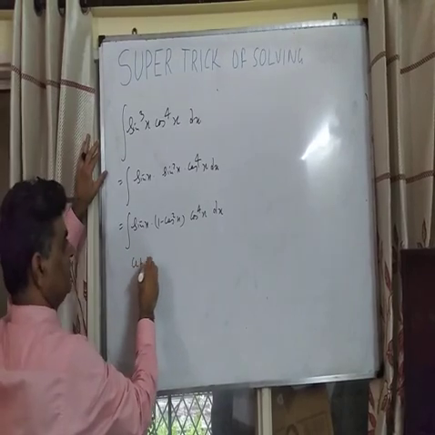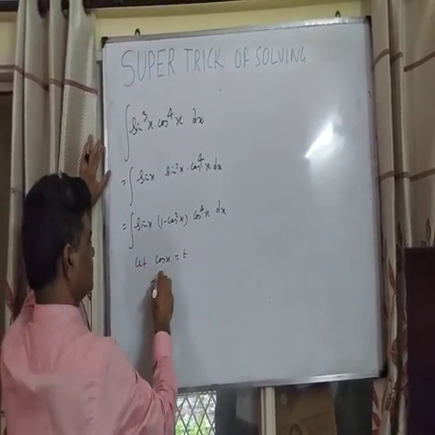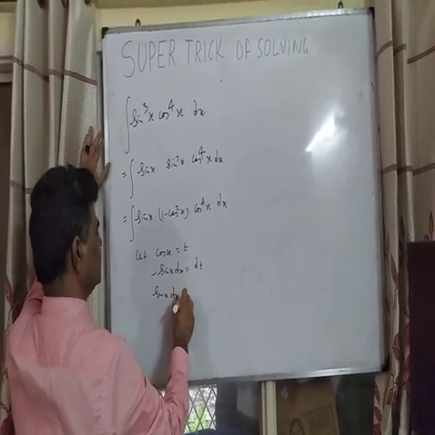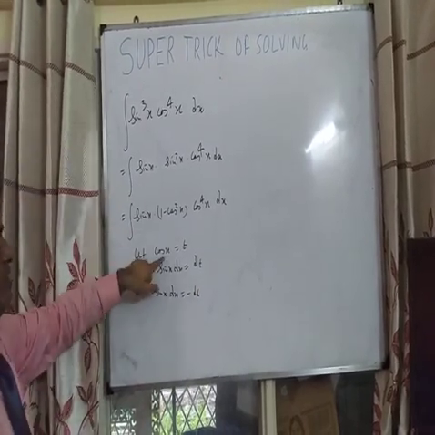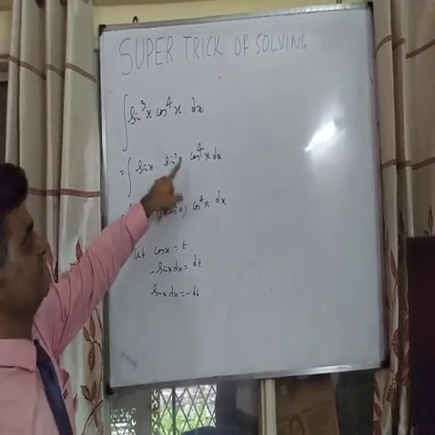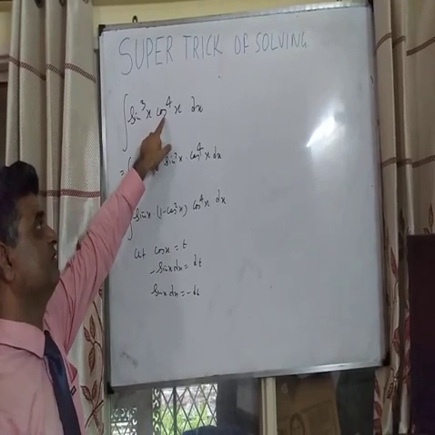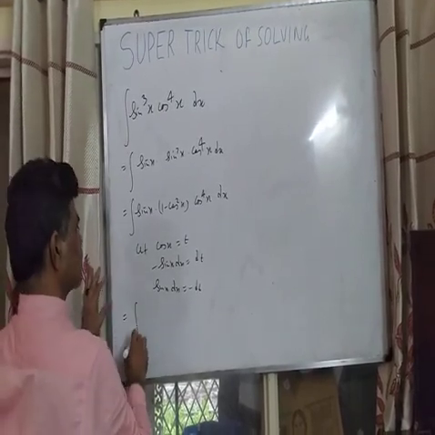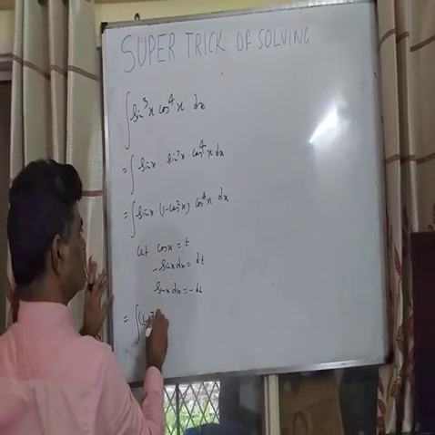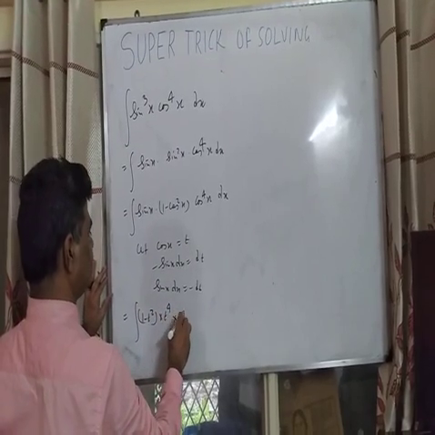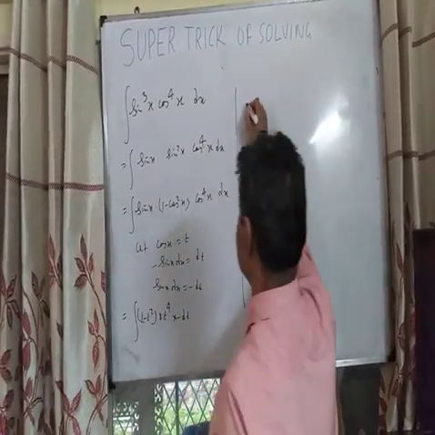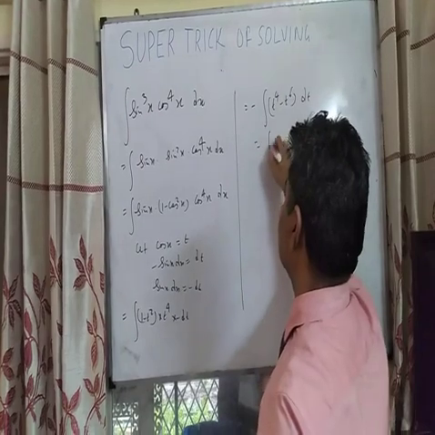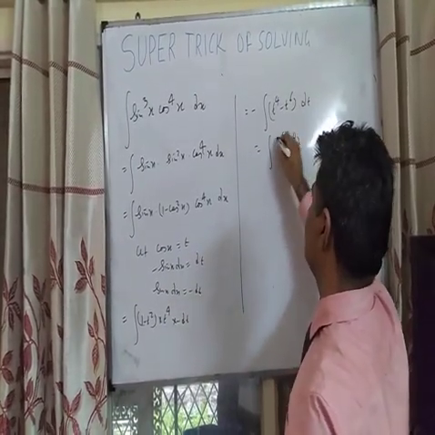Now let cos x equal t. So minus sin x dx equals dt, so sin x dx can be written as minus dt. We are taking t as cos x, meaning the even power function is what we take as t. So this is equivalent to 1 minus t square into t to the power 4 into minus dt. So minus of t to the power 4 minus t to the power 6 dt, or we can write t to the power 6 minus t to the power 4 dt.